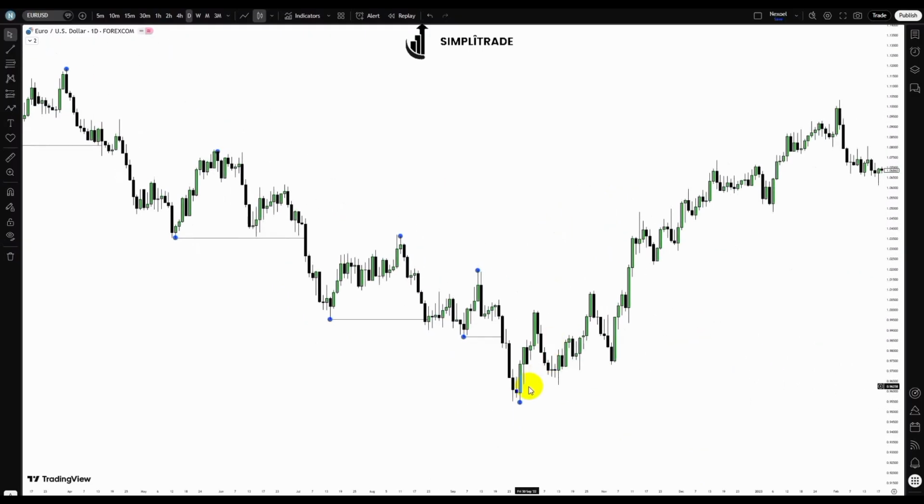So what we can now see here is that price gave us this movement to the upside. So it means this is the last lower high point that was created that formed this what?